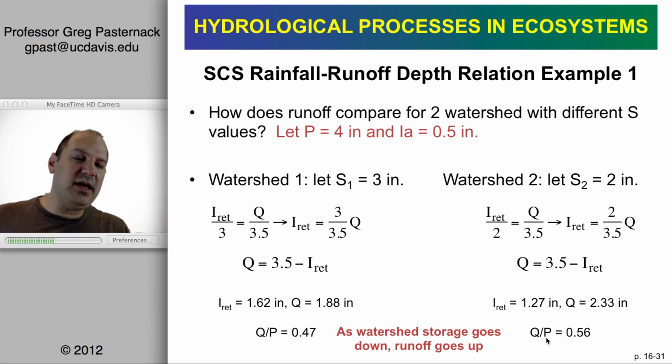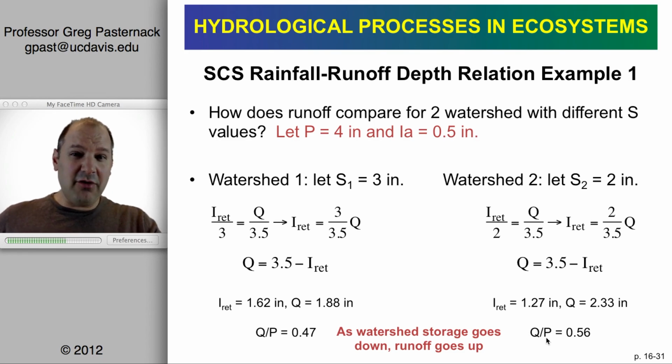So I hope what you're beginning to see through this example is that the proportionality creates a very common sense outcome. That is that if a watershed has less total storage of water capacity, you're going to get more runoff. And that's what this linear model does for you.